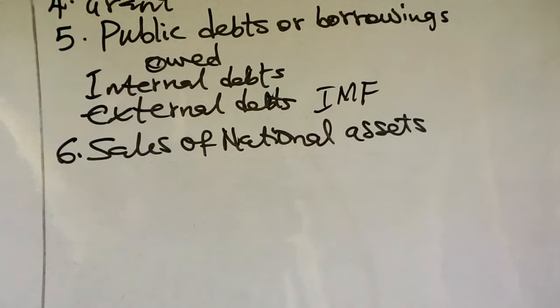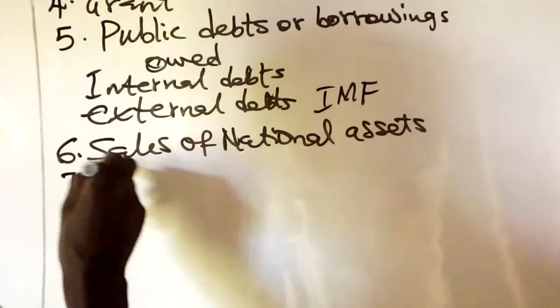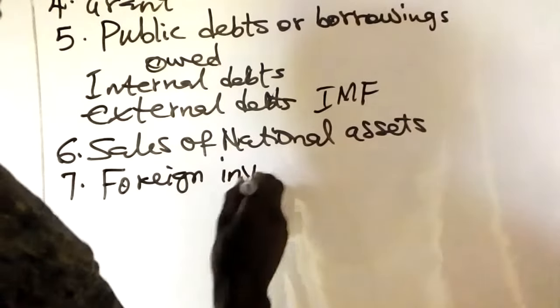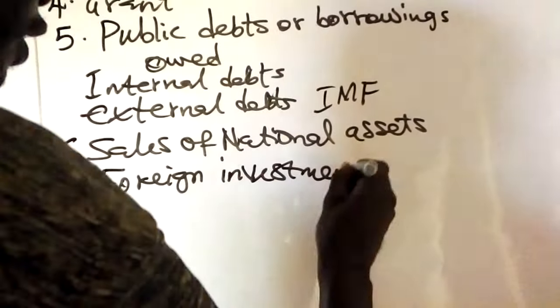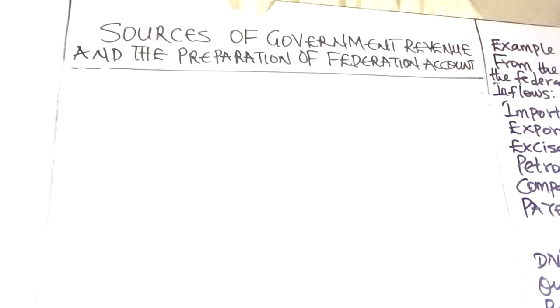The number seven source of revenue which I'm going to look at is foreign investment. Foreign investment is the revenue from investments in overseas countries. Revenue from investment in overseas countries is said to be foreign investment.